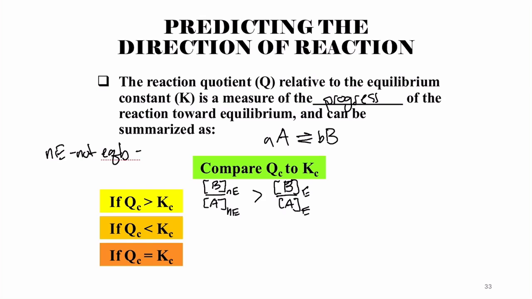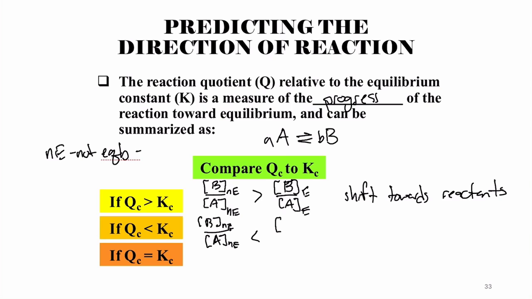Right now, when this is larger, it's saying that we have too much B relative to A. So that means that this is going to shift towards the reactants. Right, we have too much product here, it's going to shift towards the reactants. If we have not equilibrium, is less than the equilibrium ratios.